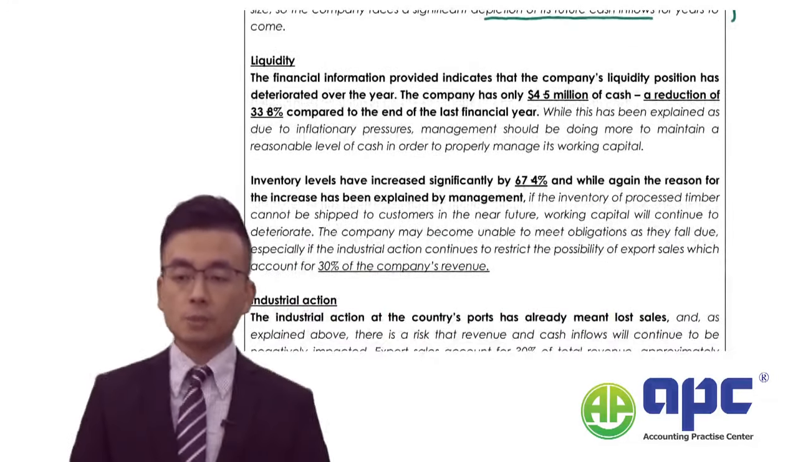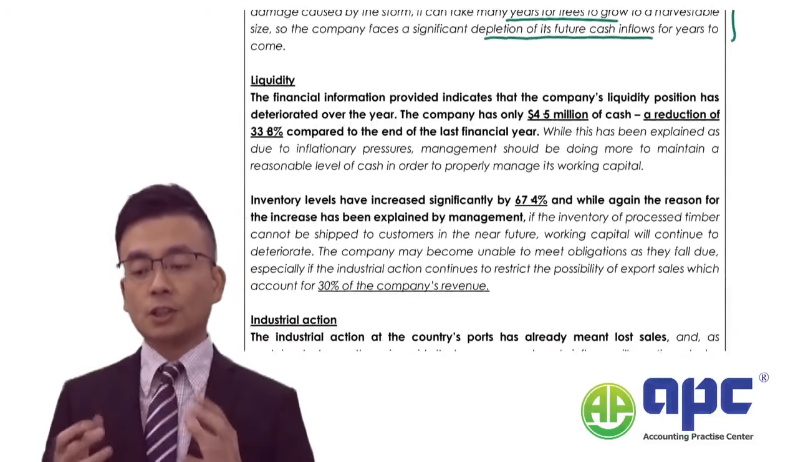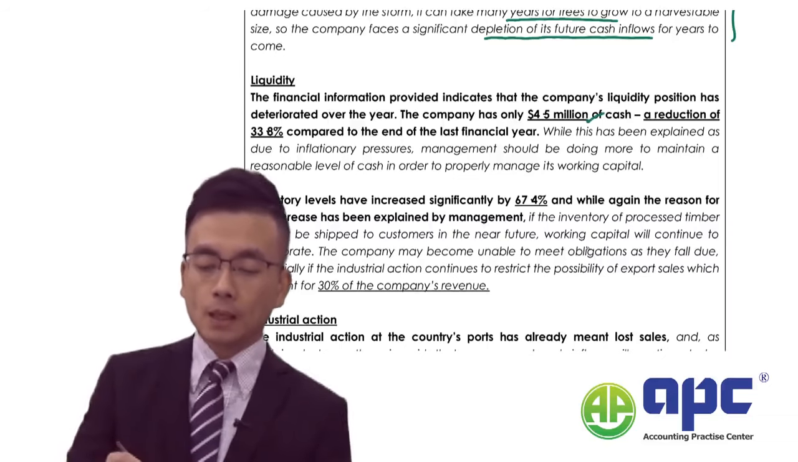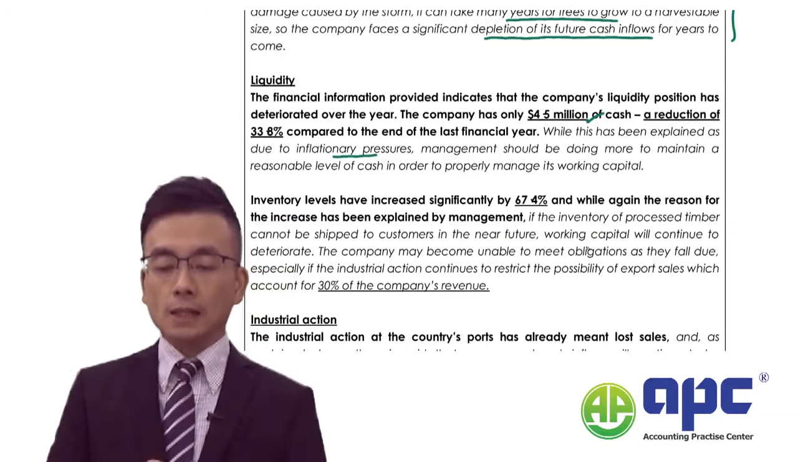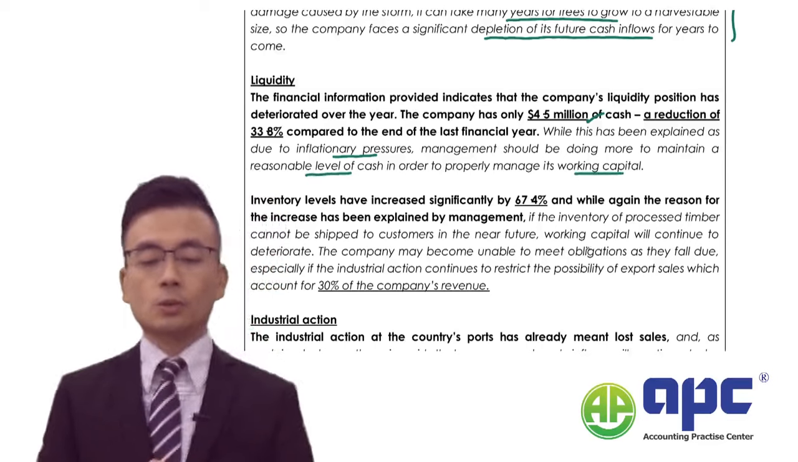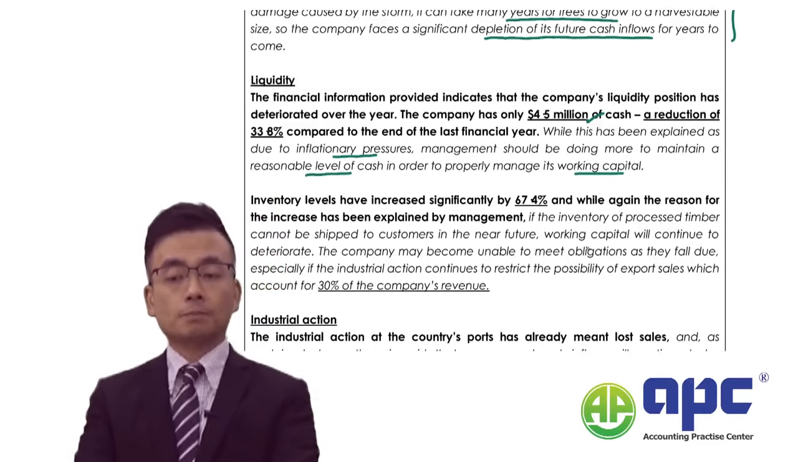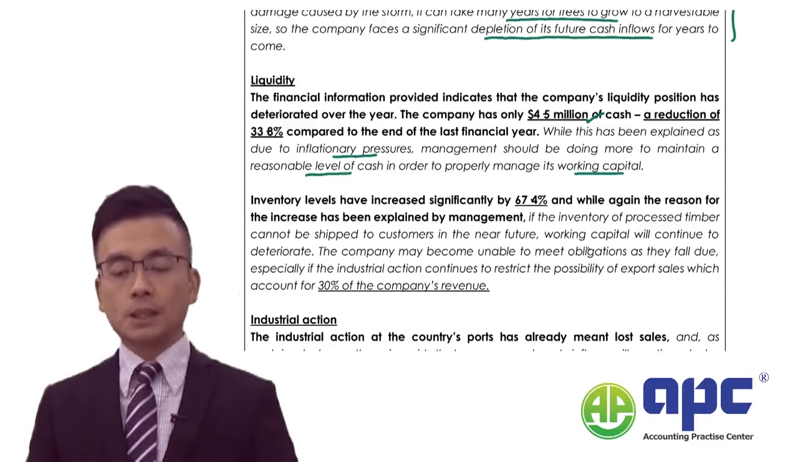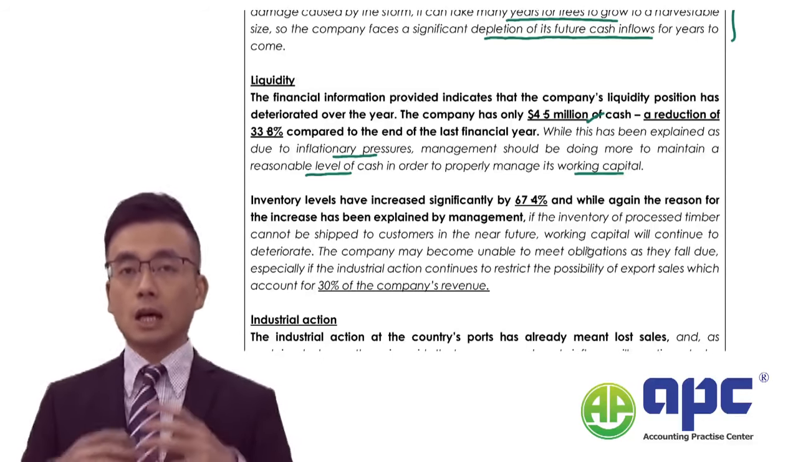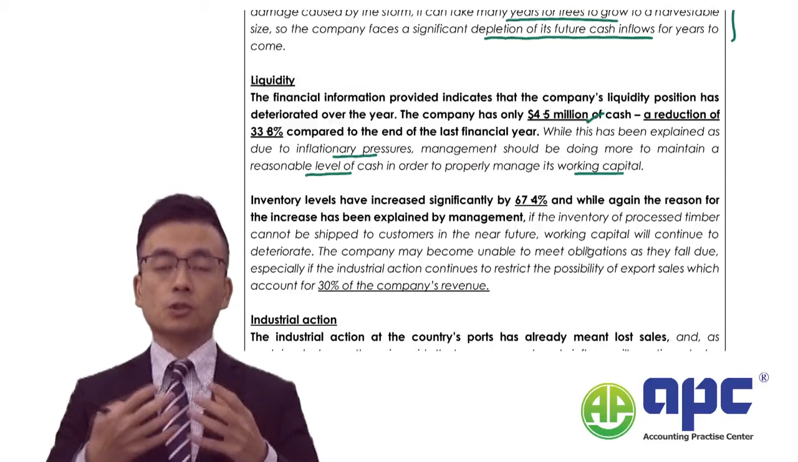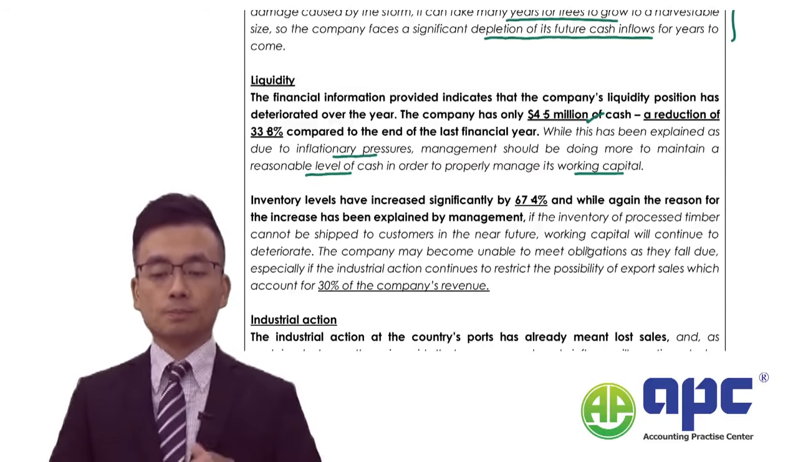We can also talk about the liquidity problems as well. So for example, the case has given us $4.5 million of cash, and due to inflationary pressures management maintain a reasonable level of cash to manage the working capital properly. But if the cash balance is not properly managed, given those events happening, for example, the storm damaging the trees and so on, a drain on our cash, unable to obtain finance due to being unable to issue additional shares and so on, of course, it will certainly impact on our liquidity as a result.